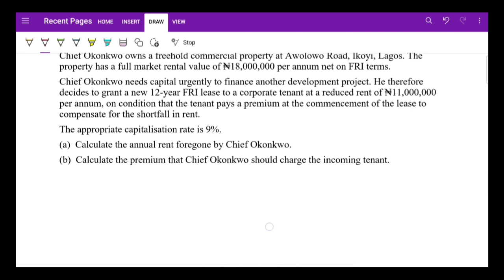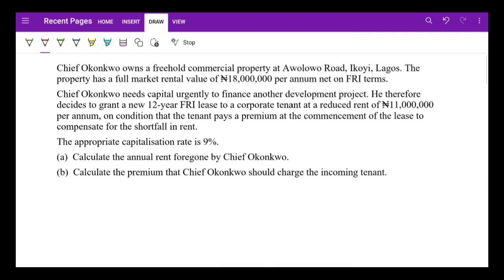So we have another question here, and this question says that Chief Okonkwo owns a freehold commercial property at Awolowo Road, Ikoyi, Lagos. The property has a full market rental value of 18 million per annum net on FRI terms. Also check videos on the different terms in income method of valuation so that you can understand what terms like FRI and FRV mean. Chief Okonkwo needs capital urgently to finance another development project. He therefore decides to grant a new 12-year FRI lease to a corporate tenant at a reduced rent of 11 million naira per annum, on condition that the tenant pays a premium at the commencement of the lease to compensate for the shortfall in rent.